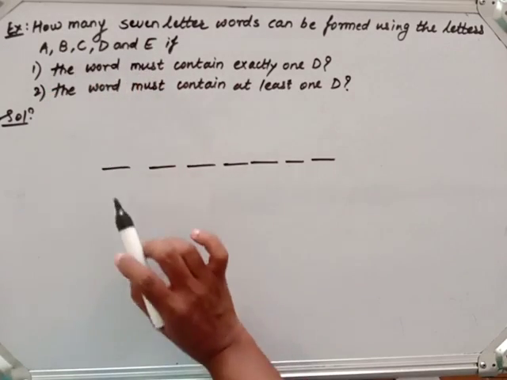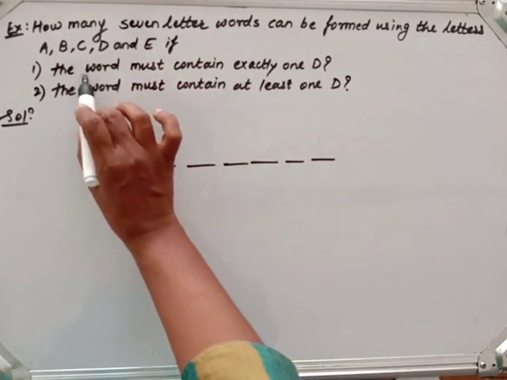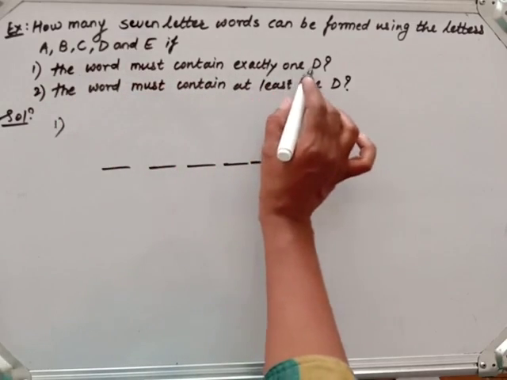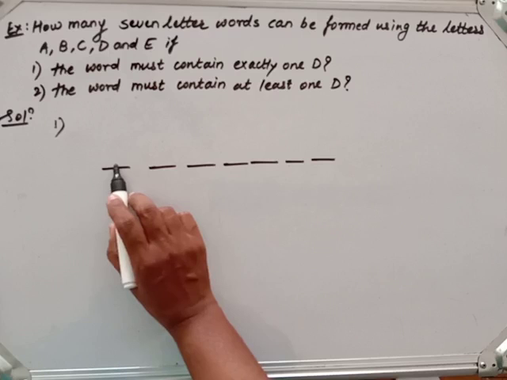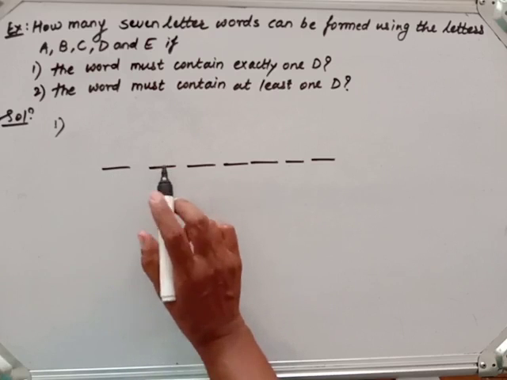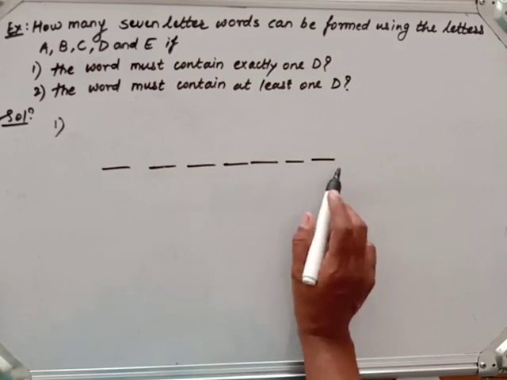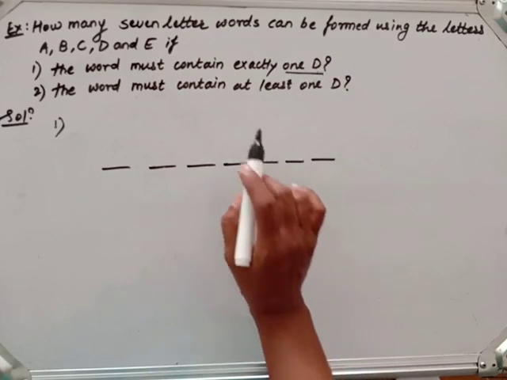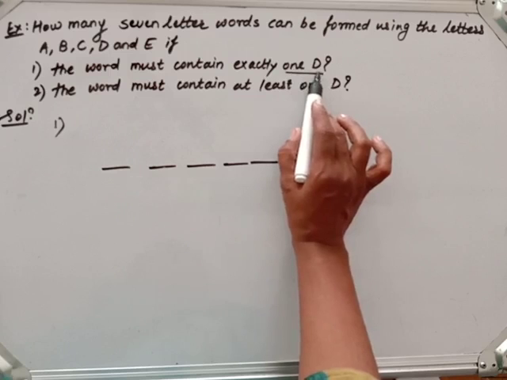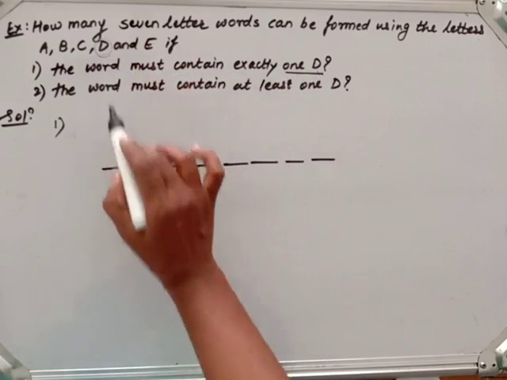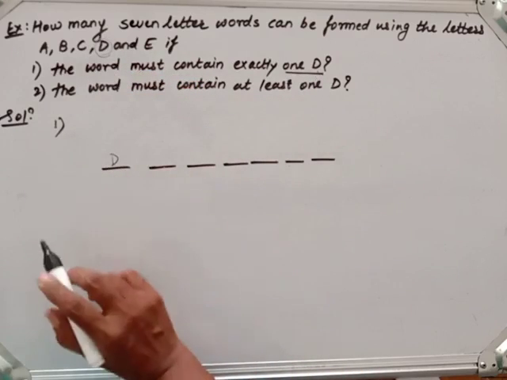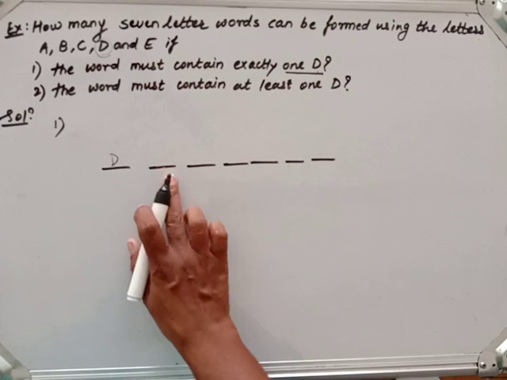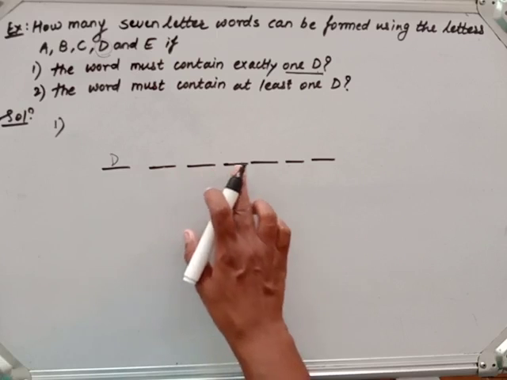So how many letters are there? 5 letters. Now what is the first condition? The first condition is that the word must contain exactly one D. Now D can be placed here, or it can be placed here, but D won't be repeated. It should be once only. That is the condition. So if I place D here, as an example, the other letters can be placed in the other positions.